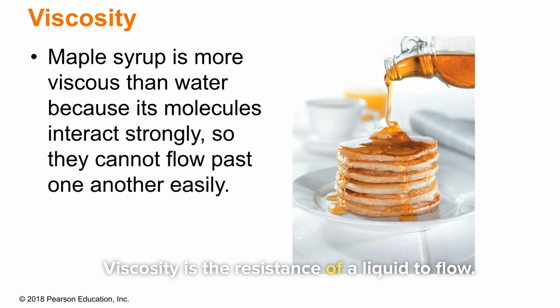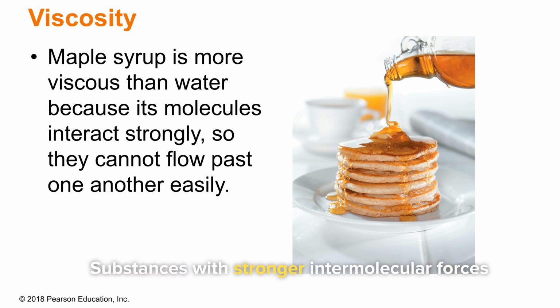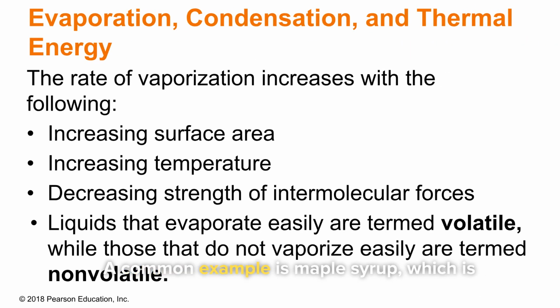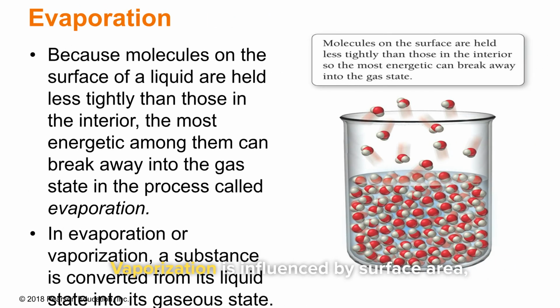Viscosity is the resistance of a liquid to flow. Substances with stronger intermolecular forces tend to be more viscous because their molecules struggle to move past one another. A common example is maple syrup, which is much more viscous than water due to the strong interactions between its molecules. Vaporization is influenced by surface area, temperature, and the strength of intermolecular forces.